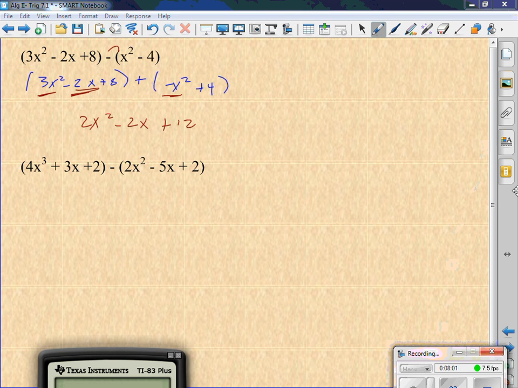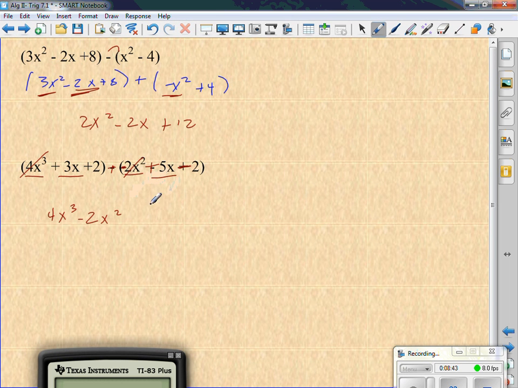Try this one. All right, first thing I'm going to do, I'm going to change this negative to a positive, which makes this 2x squared a negative 2x squared. It makes this negative 5x a positive 5x. And it makes this positive 2 a negative 2. That way I can just go through and play match. The highest degree is 3. 4x cubed. The next one is x squared. And I should have negative 2x squared. Some of you probably have a plus 2x squared because you weren't careful.